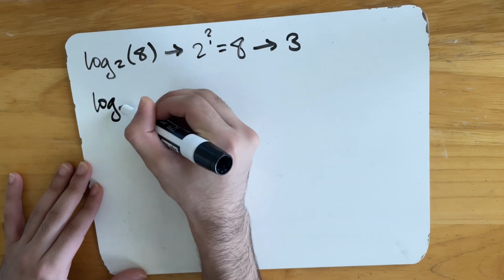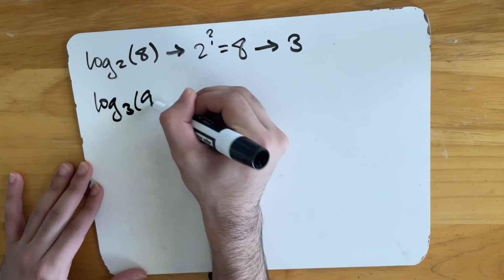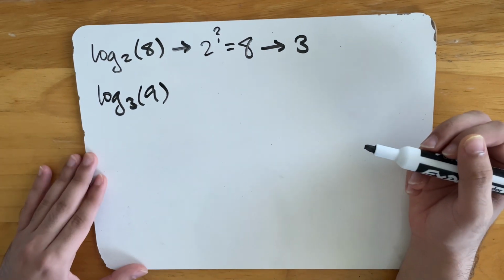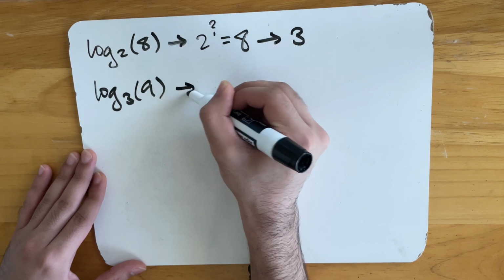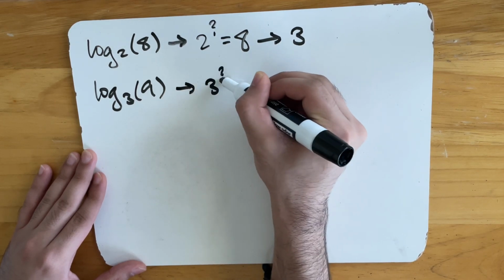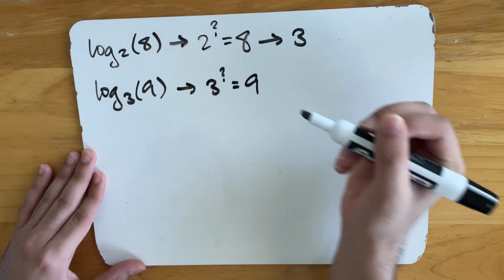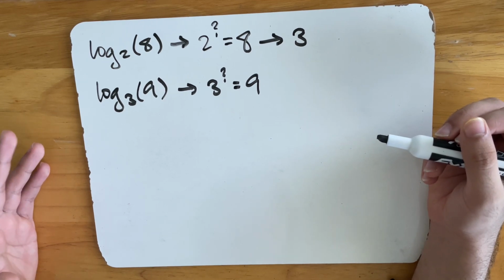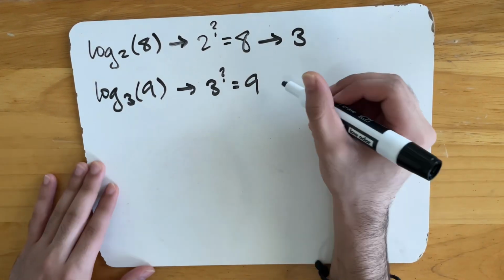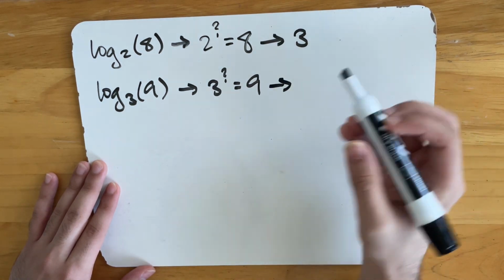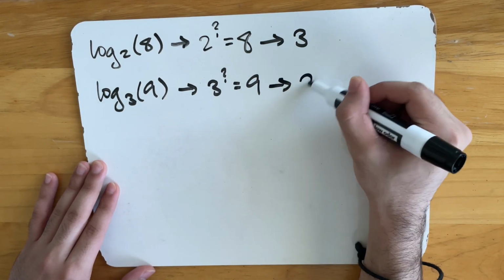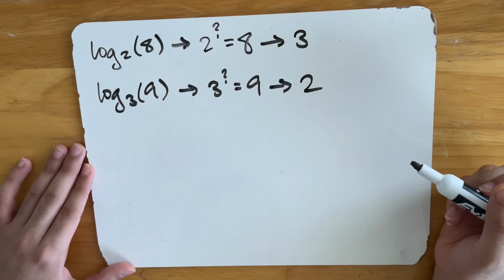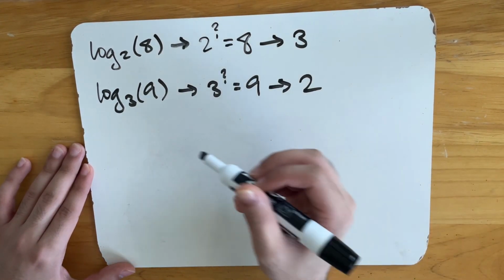Log base 3 of 9, right? So when I ask you this question, log base 3 of 9, I'm really asking you, 3 raised to what power is equal to 9? And then you think, 3 to the first power is 3, 3 to the second power is 9. So then you say log base 3 of 9 is equal to 2, because 3 raised to the second power is equal to 9. Alright, let's do a few more.